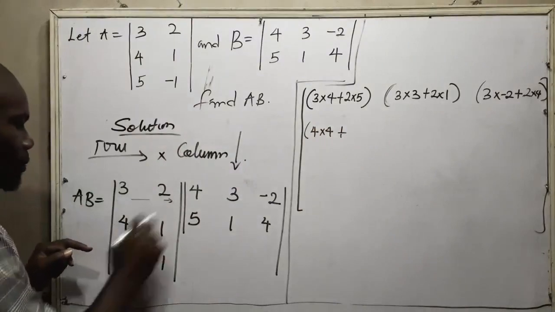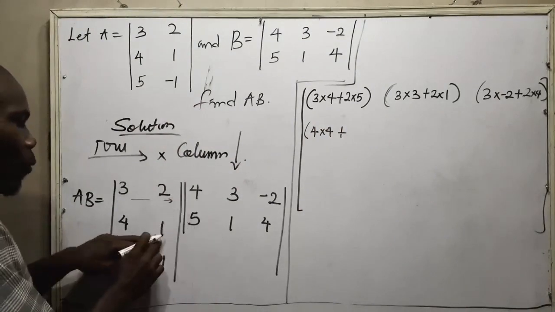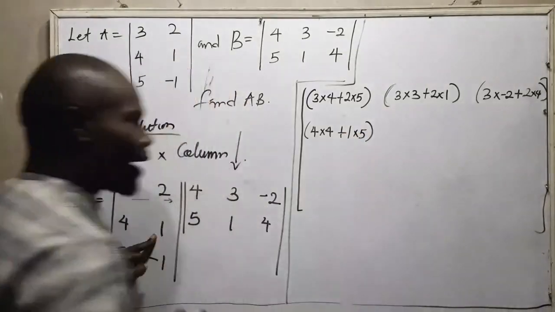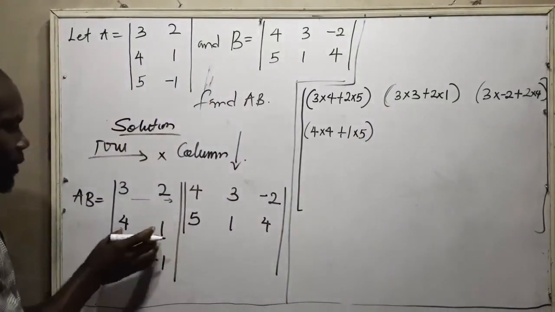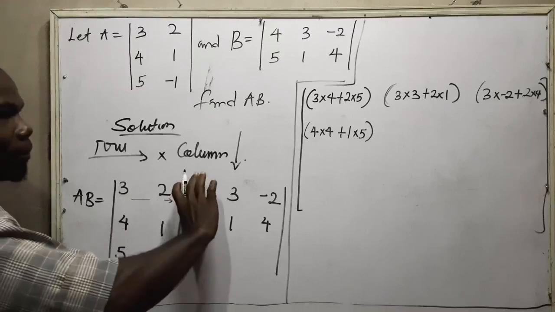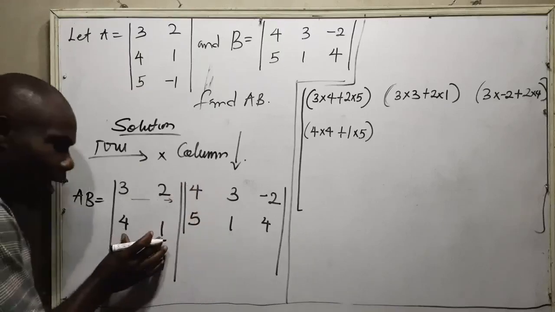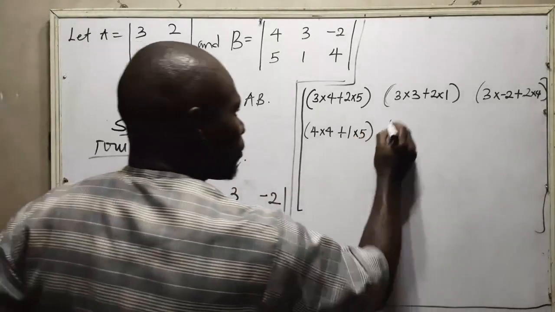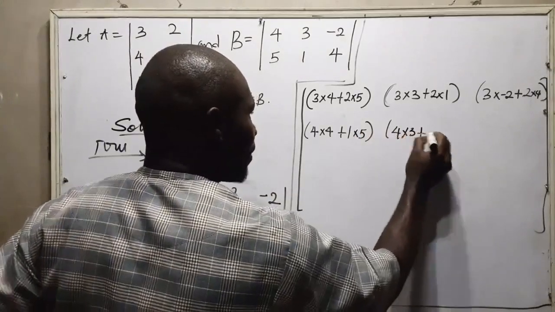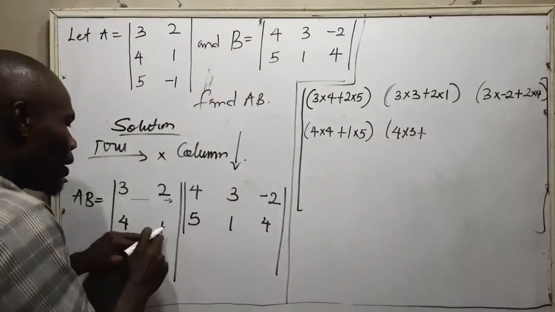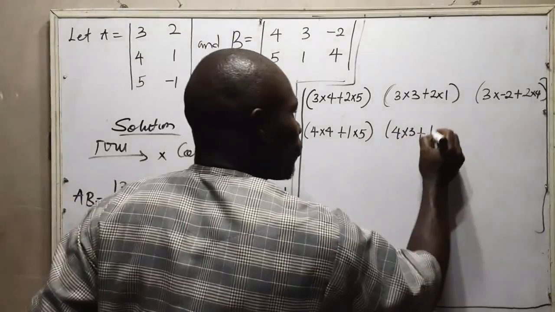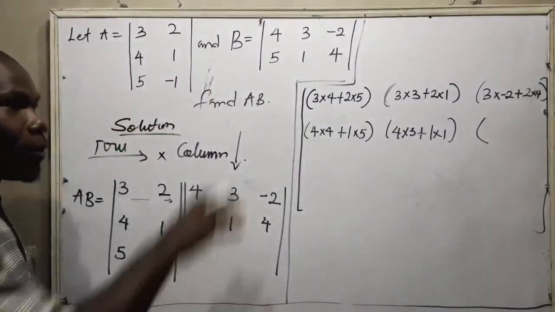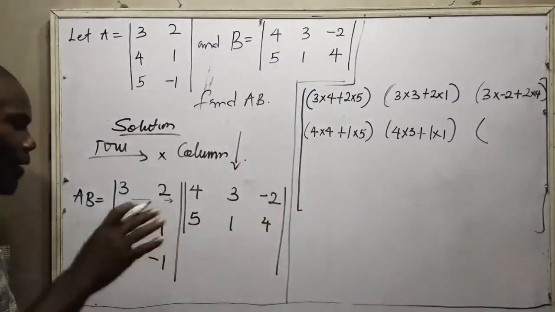So this one is multiplying. So 4 will multiply 4. 1 times 5. You close the bracket. So this row has multiplied this column. The row again will multiply this column. So 4 times 3, we have 4 times 3 plus 1 times 1. Another bracket. Don't put a comma, because they don't put commas in a matrix.